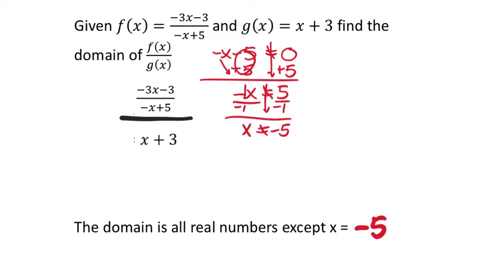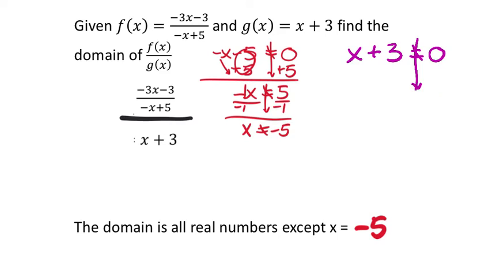If x were negative 5, this denominator would be 0, and we can't have denominators that are 0 because they are undefined. The other denominator I see here is x plus 3, right? That came from g of x. So where g of x is x plus 3, it is in a denominator. That means it also cannot equal 0.